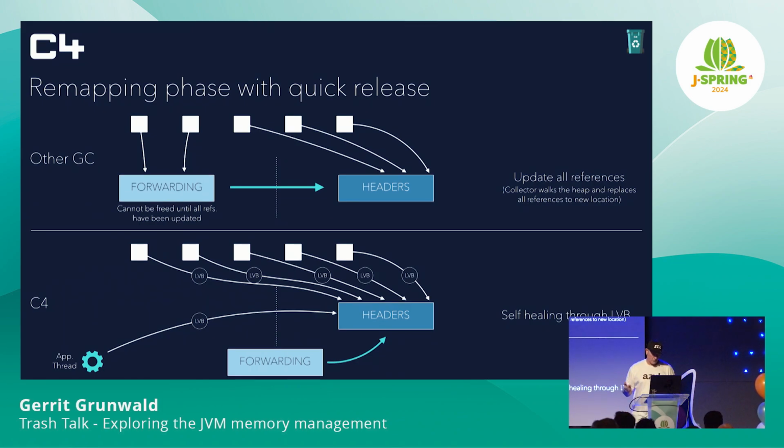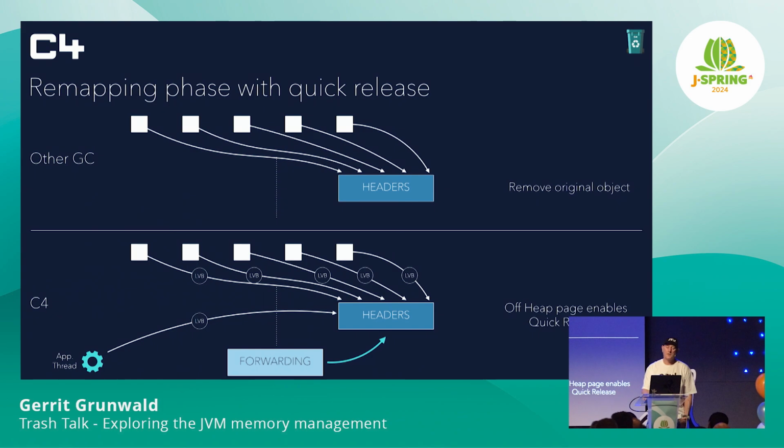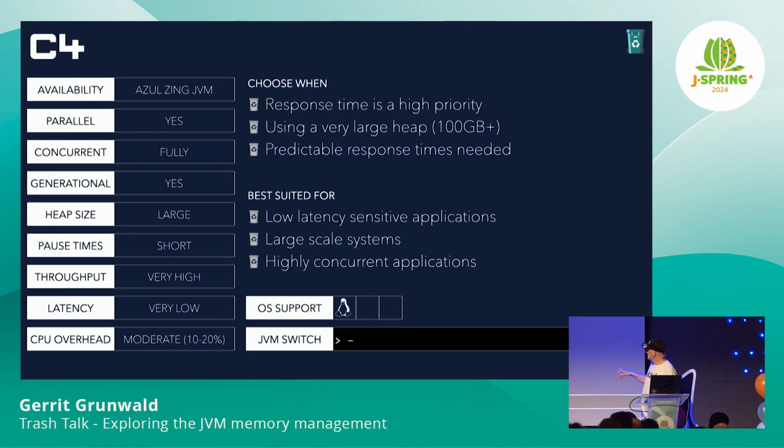So this is the so-called quick release, because the underlying physical memory can directly be released, which is faster. It sounds like tiny pieces when you look at performance, but it makes a huge difference, because this is working concurrently all the time, right? So you have a small impact on each object, which sums up to a huge impact if you take it to the whole system. And the other system has to update everything before it can really remove the old object from the memory. All right, so you have to choose it if response time is high priority.